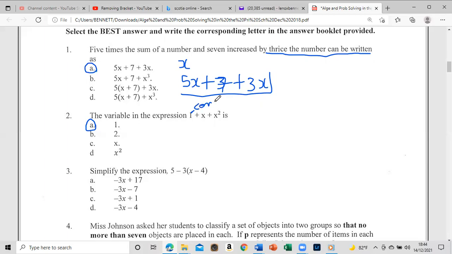So are the coefficients? The coefficient is when there's a number in front of it. So like that's a 2x. Yeah, so the 2 is the coefficient.